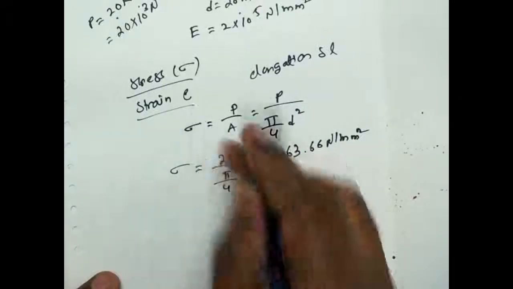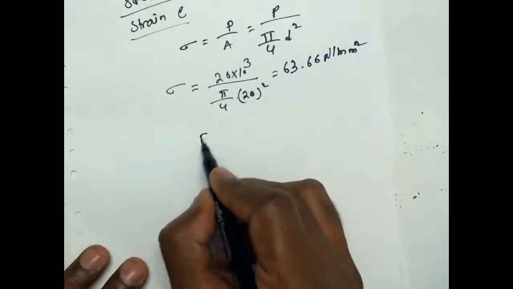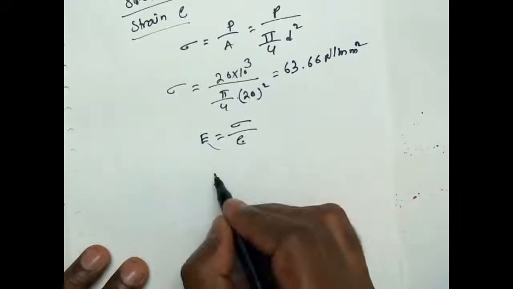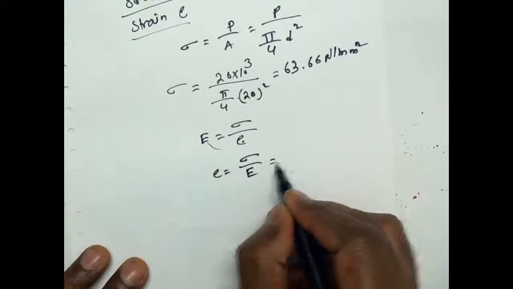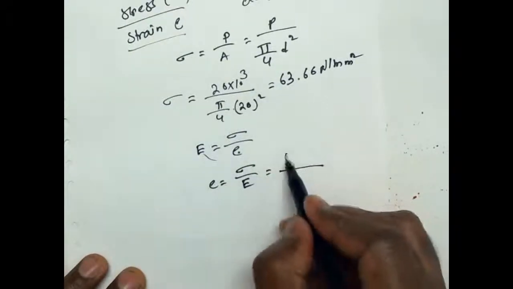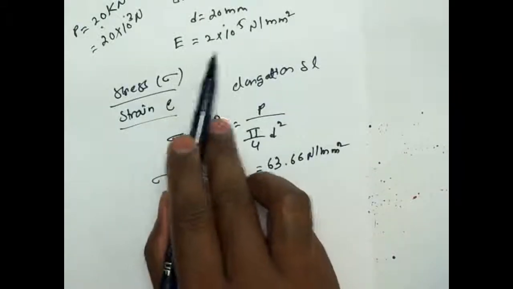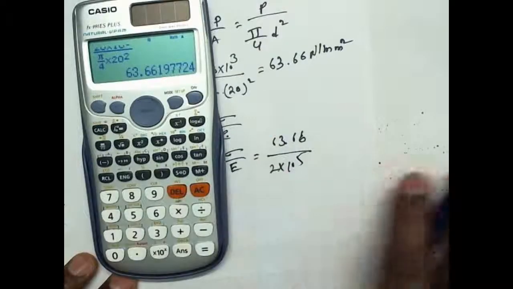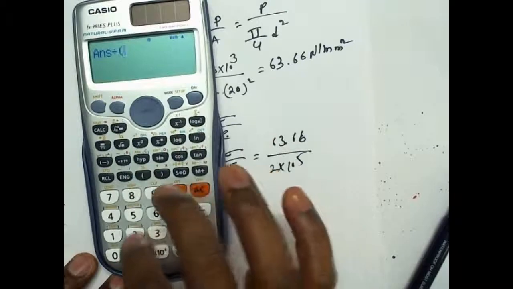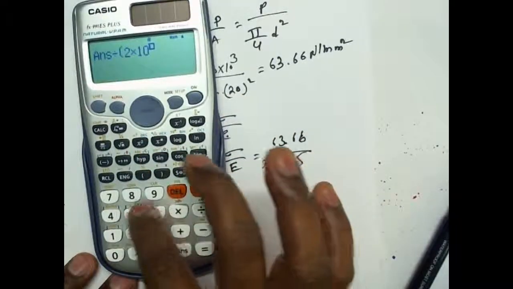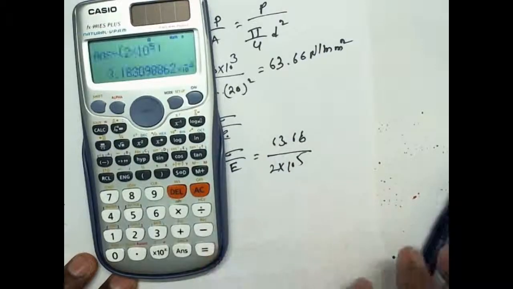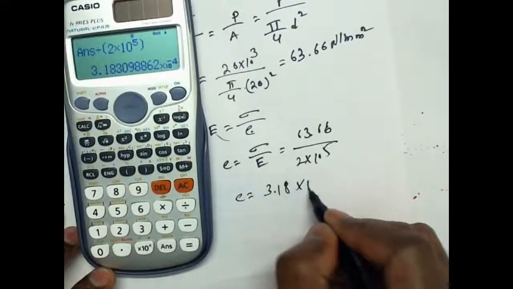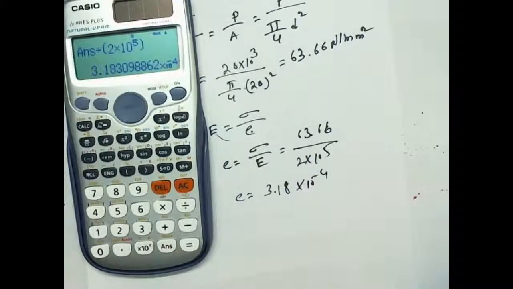Now next we have to find the strain. What is the Young's modulus formula? Young's modulus is equal to stress by strain. Now interchange these two, this capital E and small e. That is small e equal to sigma by capital E. What is sigma value? Sigma value is 63.66 by Young's modulus, which is 2 into 10 power 5. That is 3.18 into 10 power minus 4. This has no units, okay, it is a ratio.